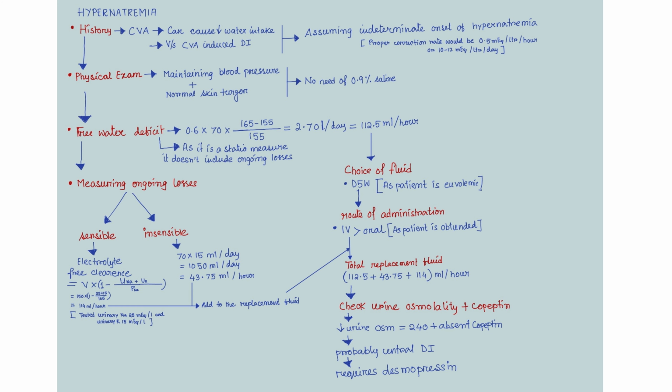So from the history, we can see that the patient is suffering from a cerebrovascular accident, which can cause reduced water intake. Or we can also think about CVA-induced diabetes insipidus. And I'm also assuming that the onset of hypernatremia is indeterminate. So the proper correction rate would be 0.5 milliequivalent per liter per hour or 10 to 12 milliequivalent per liter per day.